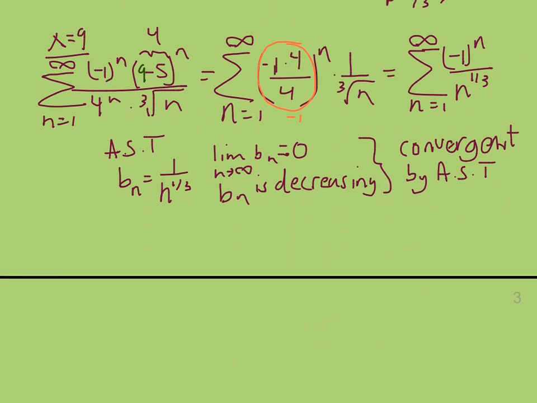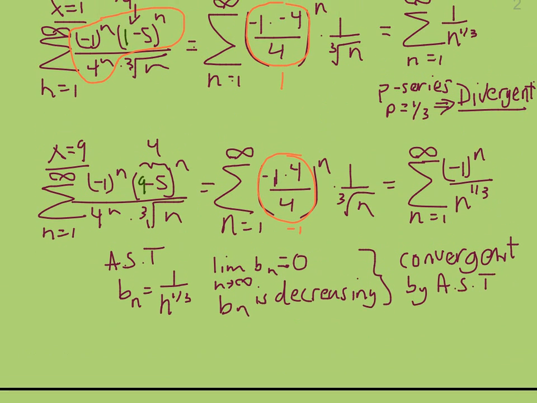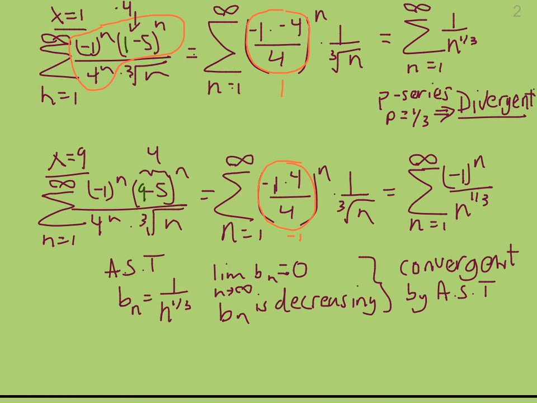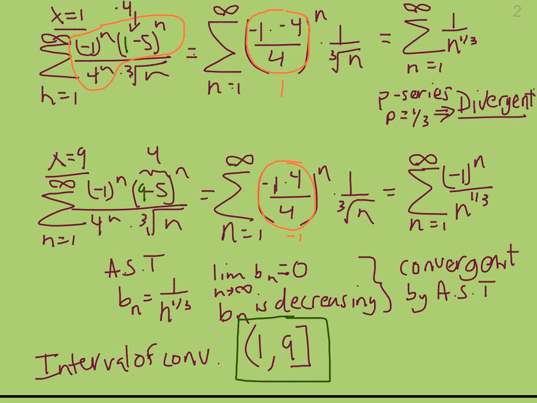And so the interval of convergence is divergent at 1, convergent at 9. That's the answer. Where we use the square bracket for convergence, parentheses for divergent. Okay.